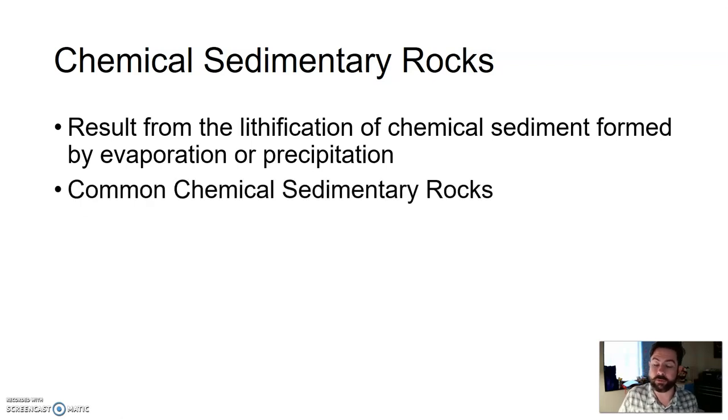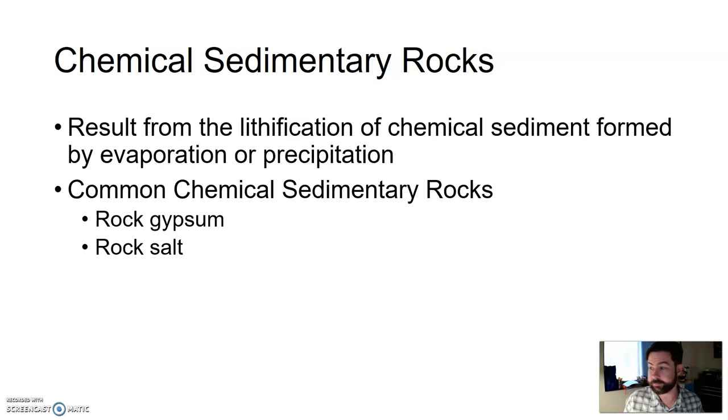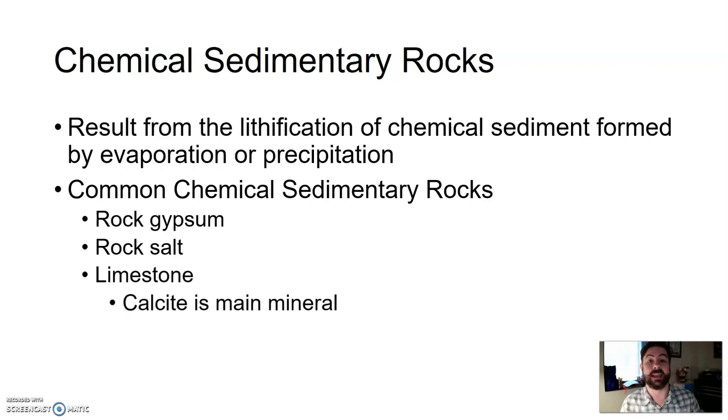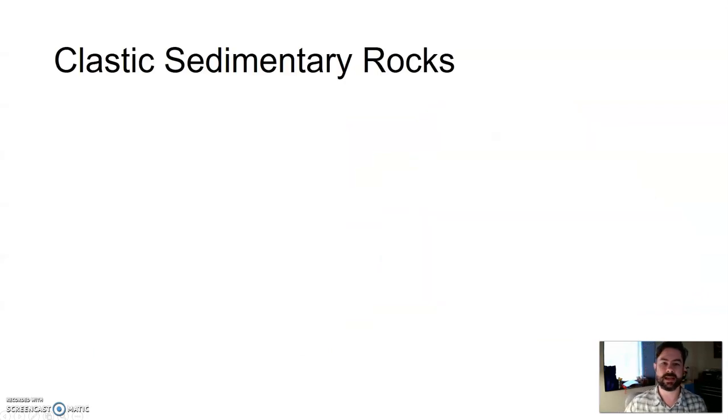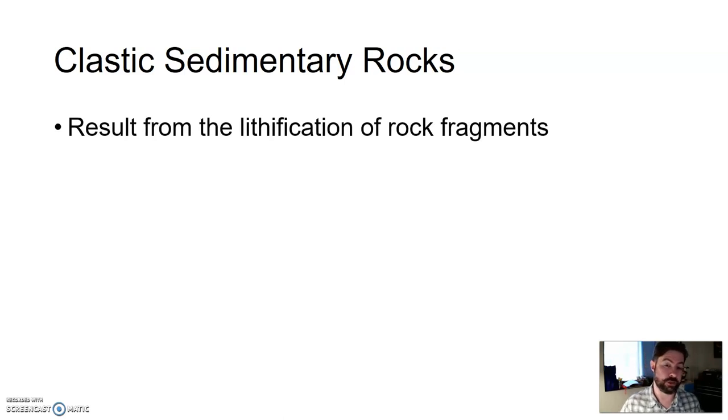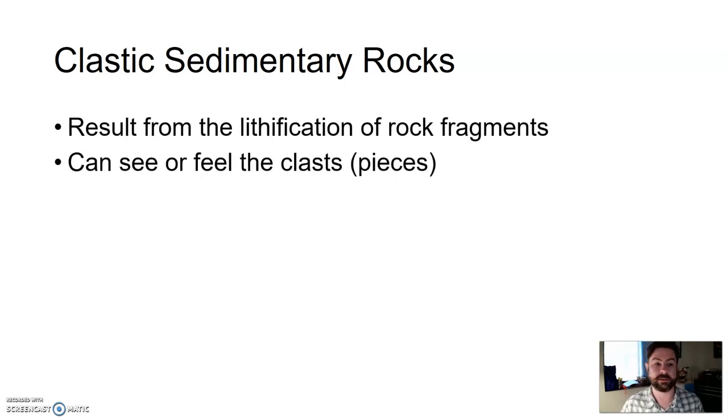Some common chemical sedimentary rocks: rock gypsum, rock salt, limestone. Calcite is the main mineral in limestone. Limestone is the precipitation of calcium-bearing minerals, typically in lakes or oceans. So here is rock gypsum. Here is limestone. And then finally, clastic sedimentary rocks, formed from the lithification of clastic sediments, rock fragments.